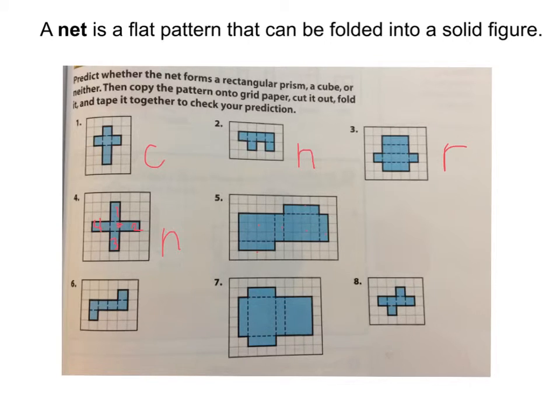This here would also be a vertex. So what you have to be able to do when you're looking at a net is visualize in your head what it would look like when you fold it up, right? And so yes, this would be a rectangular prism. All right, what about number 6?